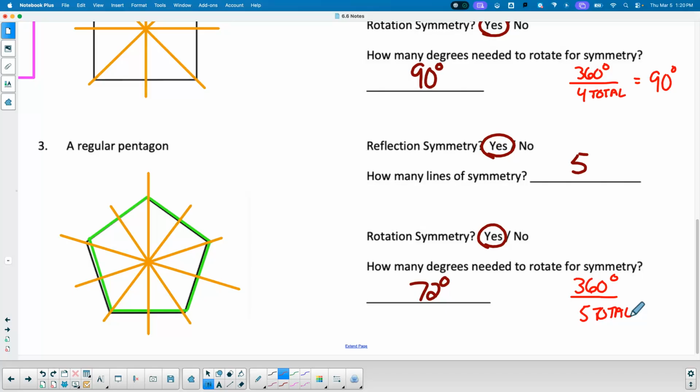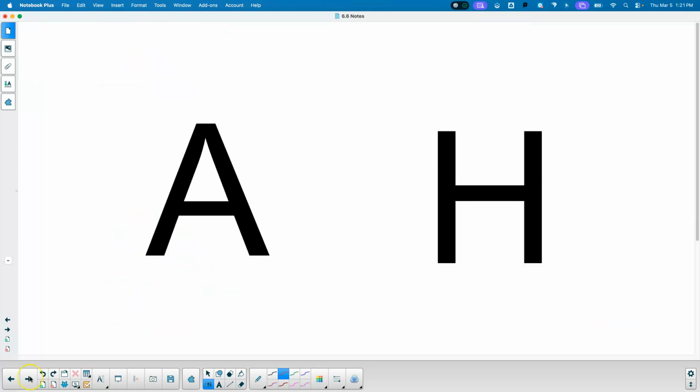Because a circle has no sides. Or it has infinite sides. Or none. None, actually. It's a curve.